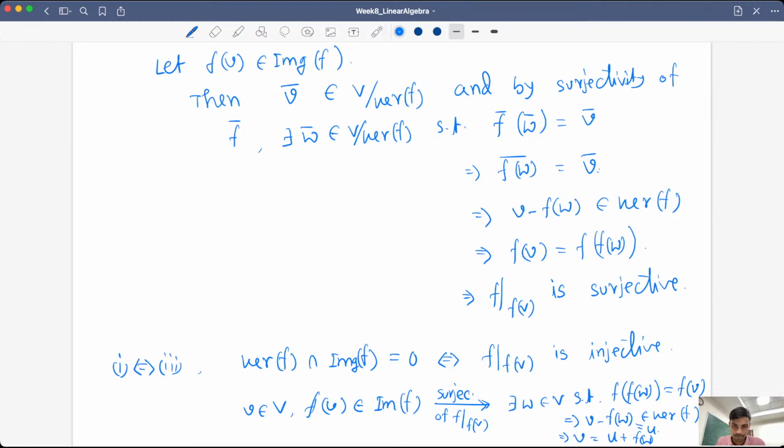So that proves that F restricted to FV is an isomorphism implies that this is a direct sum, if I can write V as the direct sum of kernel F and image F.